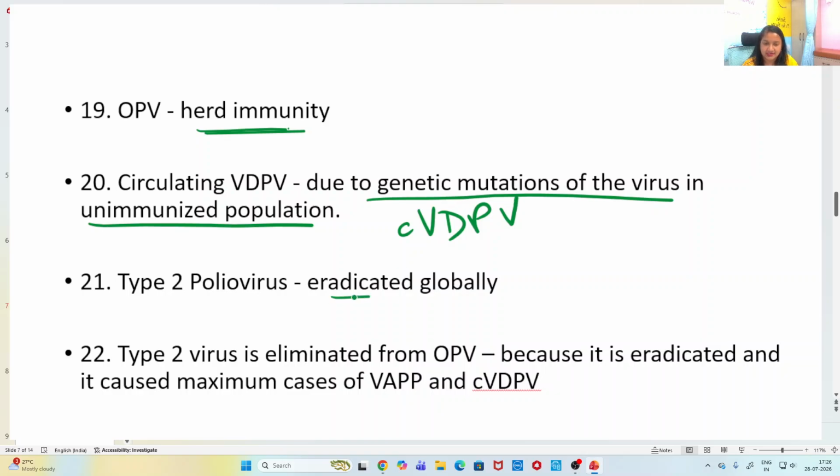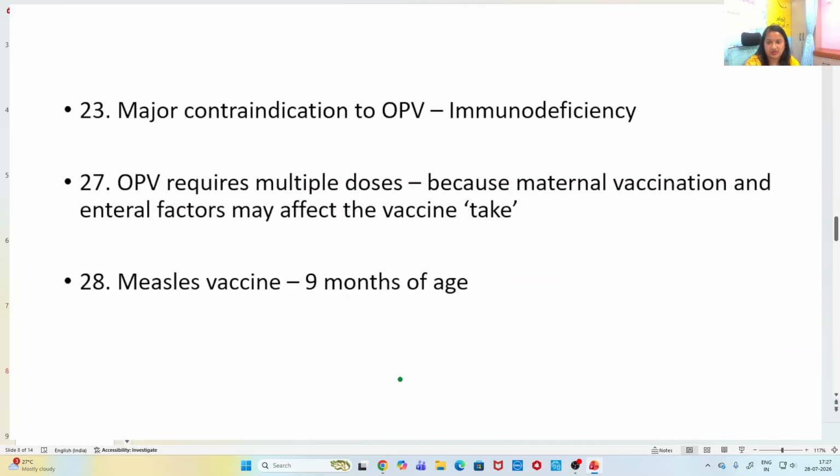Type 2 polio virus is eradicated globally, and now it is not a part of the oral polio vaccine, because maximum cases of VAPP and VDPV were seen with this virus. Major contraindication to OPV is again immunodeficiency, because it is a live attenuated vaccine. OPV requires multiple doses because maternal antibodies as well as enteric factors like malnutrition, diarrhea, feeding, etc. can reduce the take of the vaccine. So multiple doses are required for seroconversion.